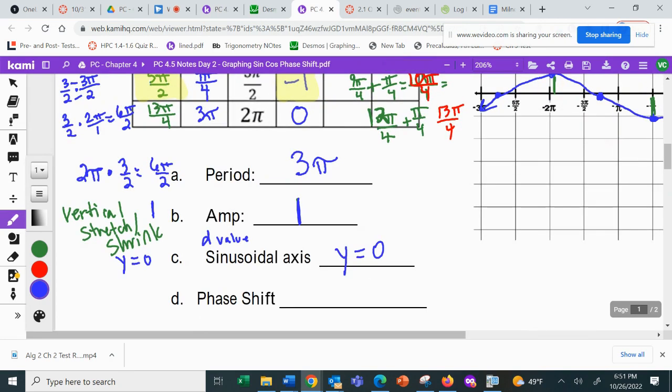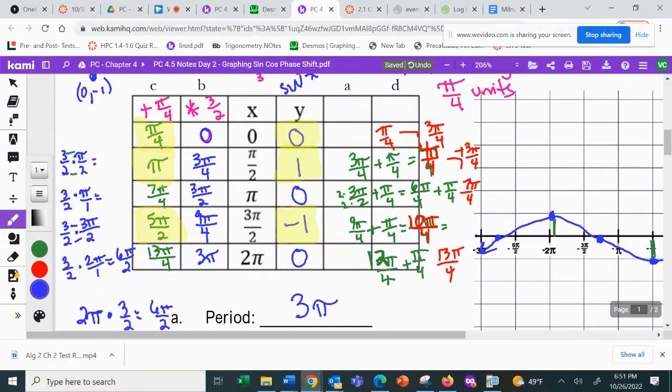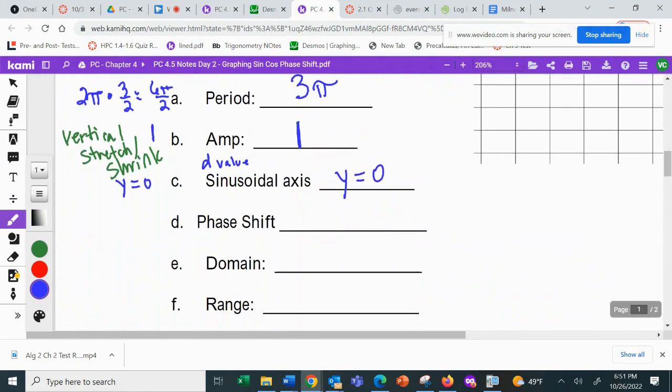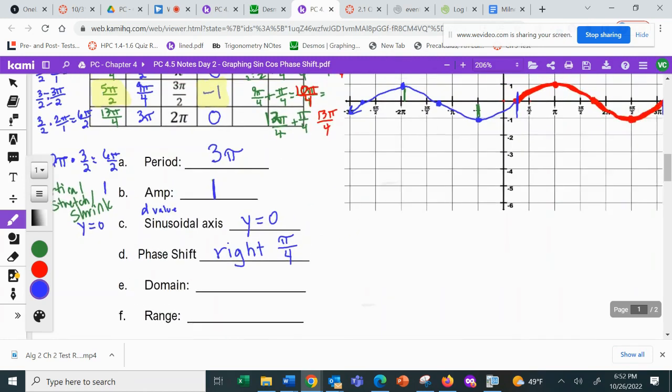And then the phase shift, we did add or subtract in this last column, that C value. It says add pi over 4. You will answer phase shift with direction and amount. So we're going to write the word right, pi over 4, right? Pi over 4.